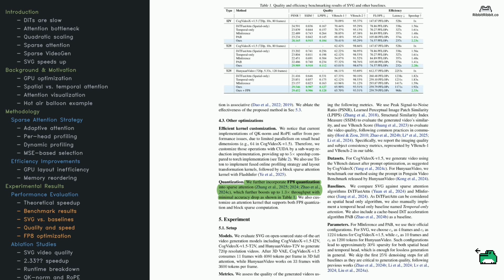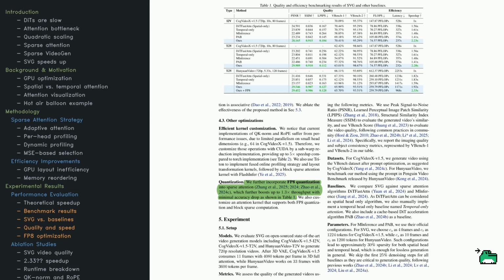Let's dive into the benchmarking results and see how Sparse VideoGen, SVG, stacks up against other models. Check out Table 1. It compares multiple methods across key metrics. First, we have quality scores like PSNR, SSIM, and LPIPS, which measure how visually accurate and perceptually similar the generated videos are. SVG leads across the board, achieving the highest PSNR and SSIM while keeping LPIPS low. The bench scores further confirm that SVG preserves temporal and spatial coherence better than other approaches.